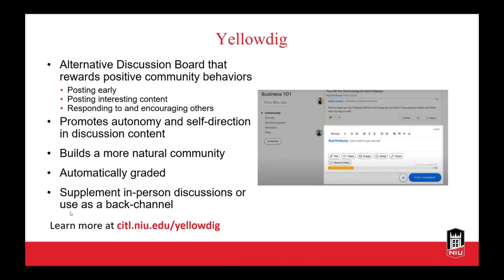It is automatically graded, so if you're using YellowDig in an online class, for example, as part of a grade, then YellowDig will automatically grade all of that participation based on parameters that you set for the types of behaviors you want to see. So in a hybrid class, you might use this to supplement in-person discussions for the remote students or for all of your students. Or, as I said, you could use this also as a back channel where your students who are in class and your students who are remote can participate together at the same time while the class session is ongoing.